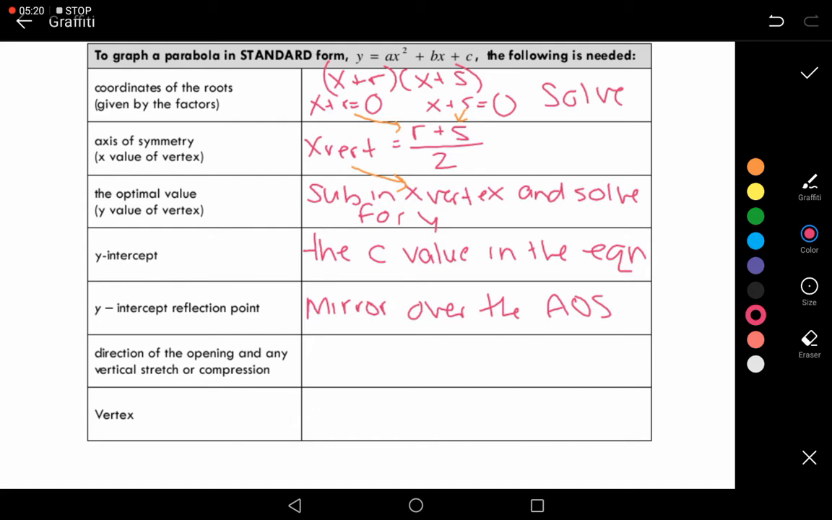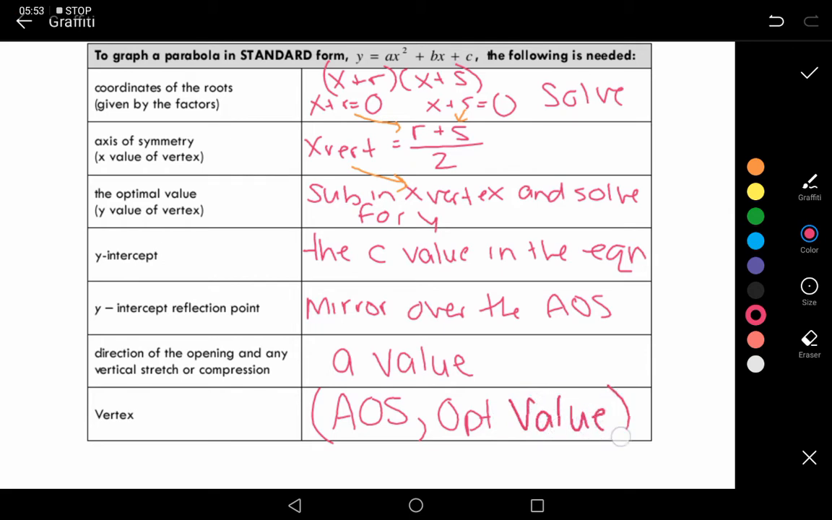The direction of opening and any vertical stretch or compression, we are going to be looking at the a value. Okay, just like in vertex form, our a value here in our standard form is going to represent the direction and the stretch and compression. Lastly, we're going to need to know the vertex. So for standard form, remember the vertex is a combination of that axis of symmetry and the optimal value. Okay, the axis of symmetry is the x value, the optimal value is the y.